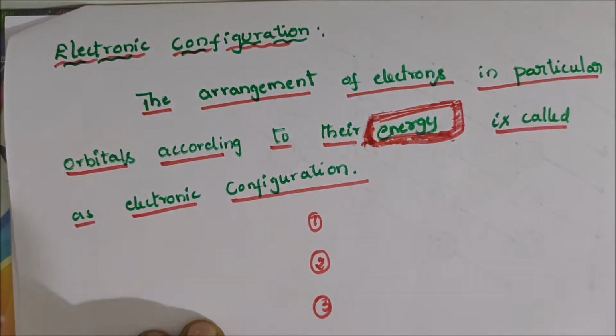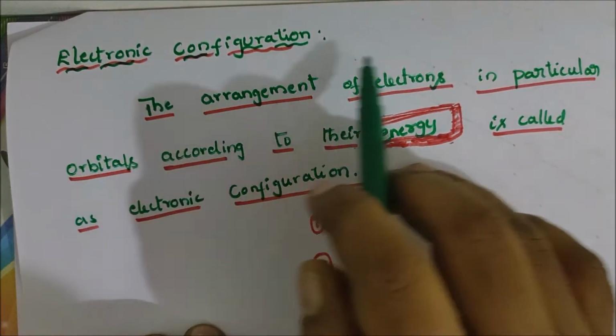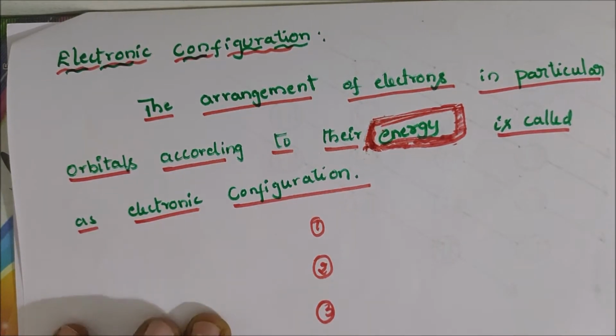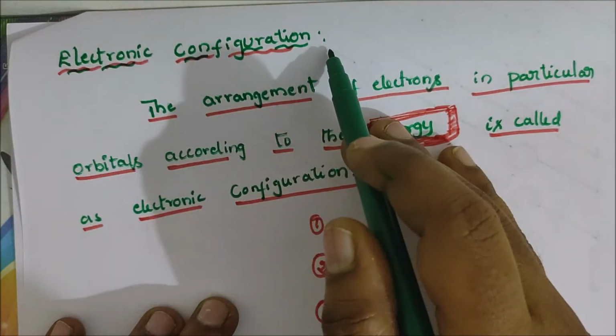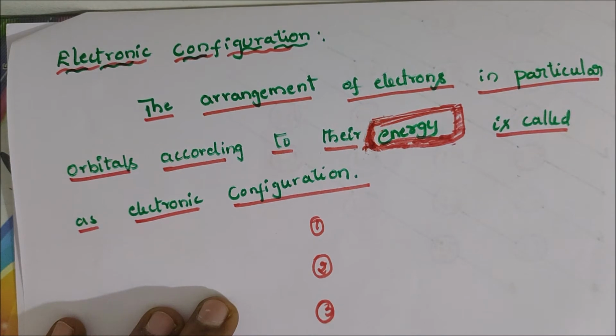In this video lesson, we can understand the concept of electronic configuration. What is electronic configuration? And how does it follow to fill the outermost orbits or orbitals in electronic configuration? How is it followed?